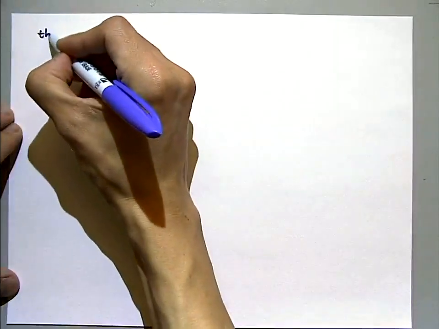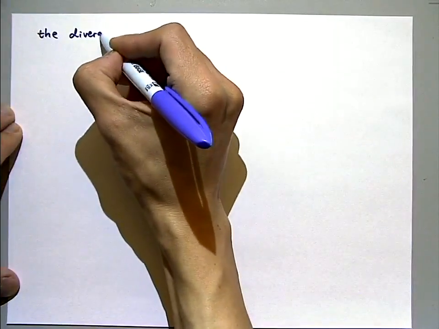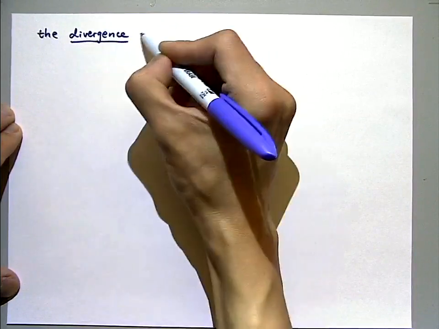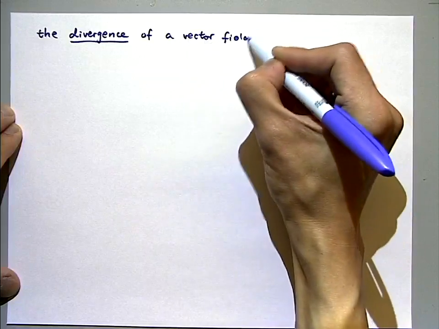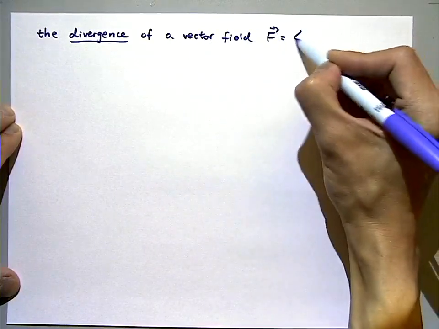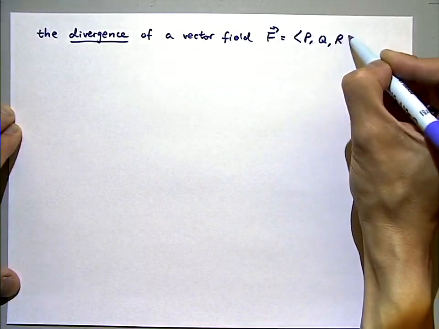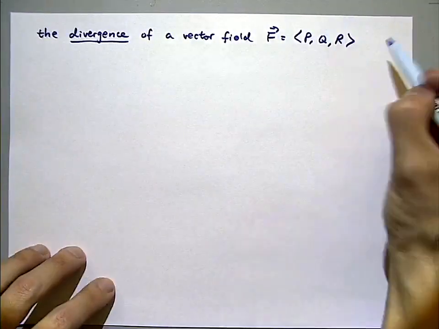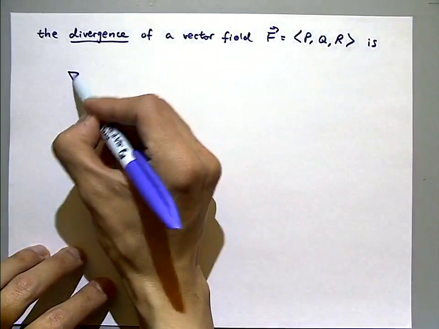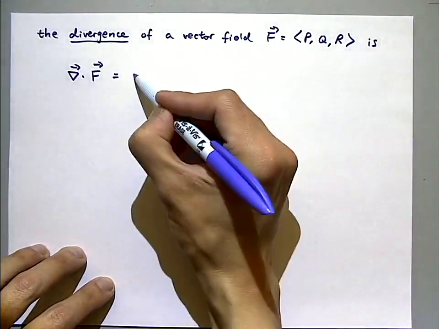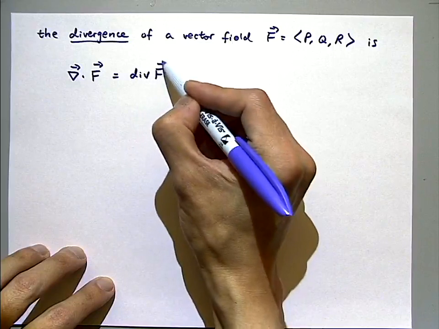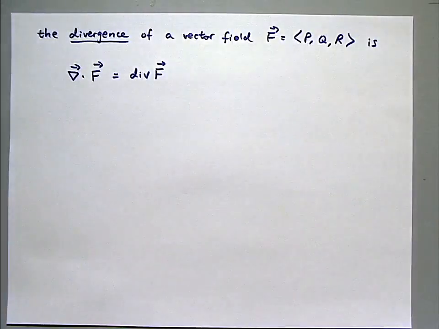The second operation we're going to do is when we dot it with something. The divergence of a vector field, again, let F be PQR, is del dotted with F. And very often you'll see it abbreviated as div F.